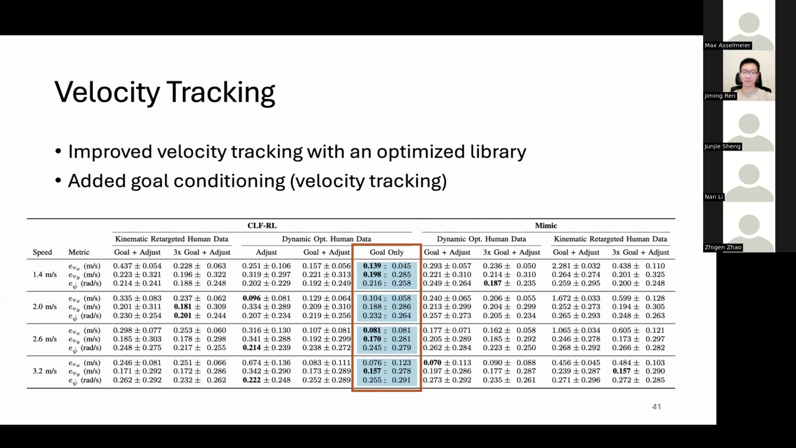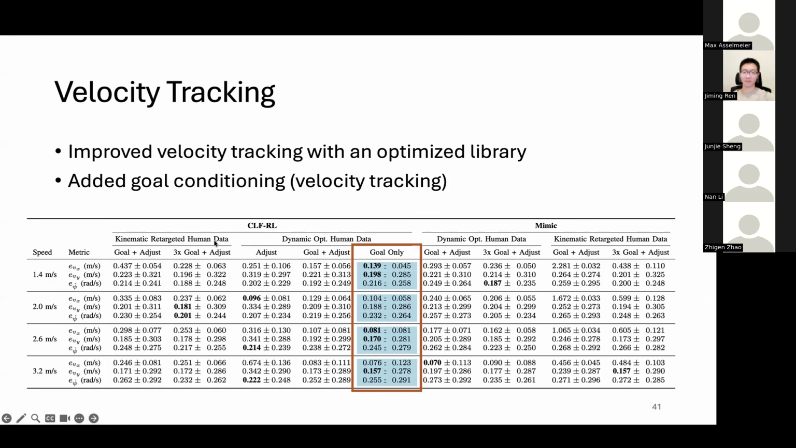Okay, so we have velocity tracking. I mentioned we want to be able to control the robot and make it so we can put this into an autonomy stack. So we did another big ablation. I'm sorry for all the numbers. I know it's hard to look at, but we checked the mimic style rewards and the CLF-RL rewards. And then we checked just the kinematic retargeted human data.